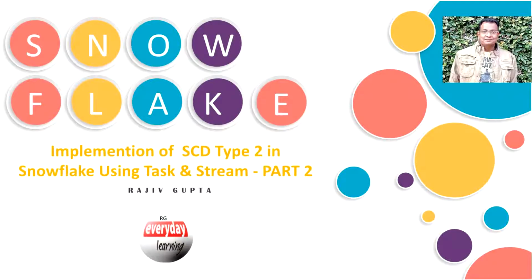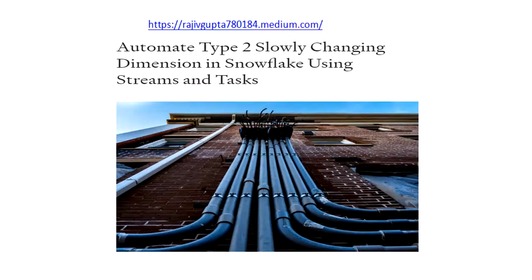Hi friends, today we are going to see a demo on the implementation of type 2 SCD in Snowflake using task and stream. This demo is part 2 of 2. We have already covered part 1. If you have not seen my previous video on part 1, I would suggest you have a look, because this is more of the continuation and automation part. So we are not going into much detail. We are going to reuse the existing code base and focus more on the automation part. So let's move on to the demo.